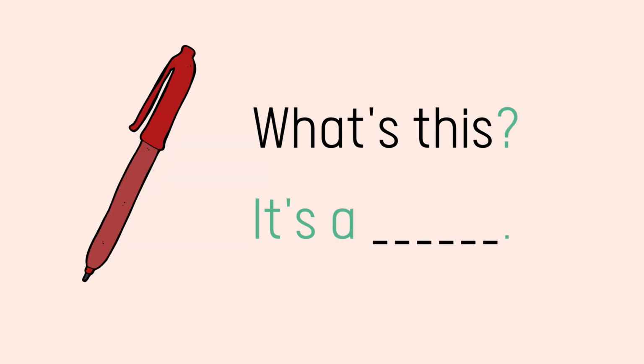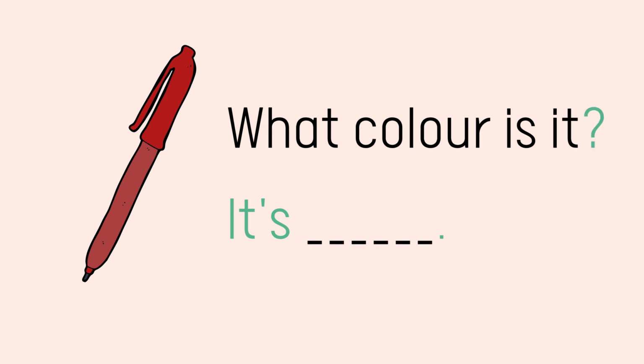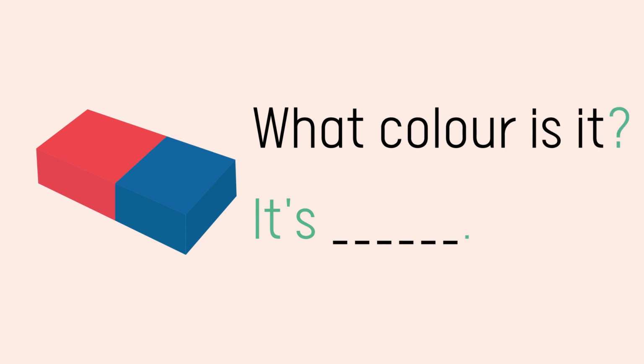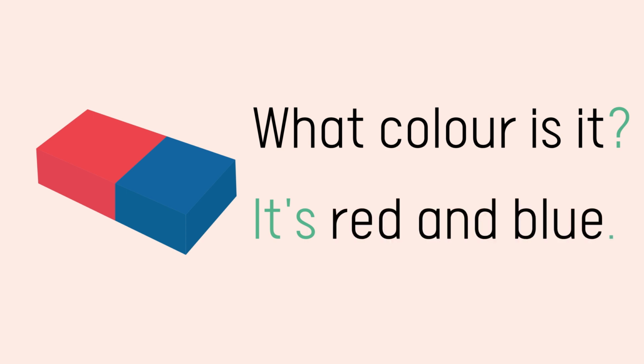Next, what's this? Yes, it's a pen. What color is it? It's red. Okay, next, what's this? It's a rubber. What color is it? Yes, it's red and blue. Well done. Now you are ready for our new lesson.